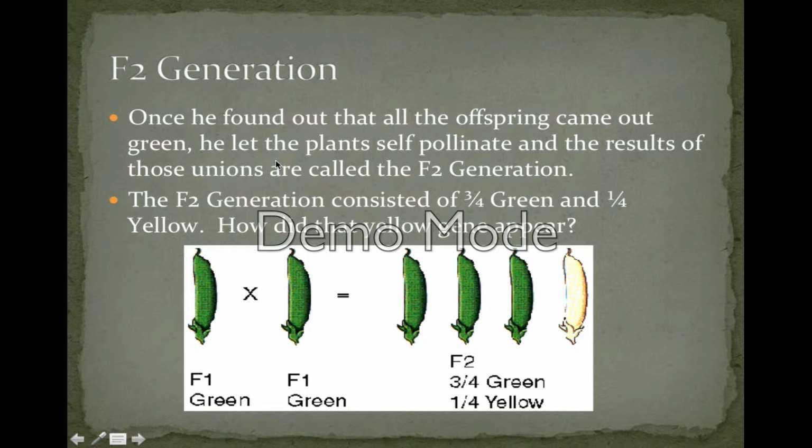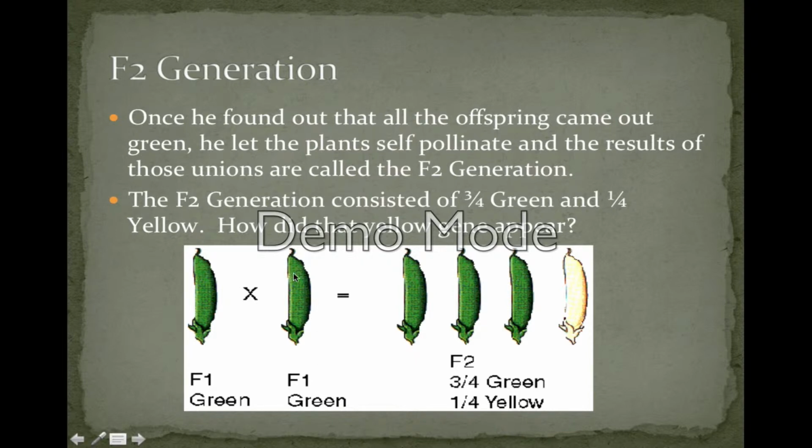Once he found out that the offspring came out green, he let those plants self-pollinate, and the result of those unions is called the F2 generation. So it's basically like the children's children, as you could say. The F2 generation consisted of 3/4 green and 1/4 yellow.